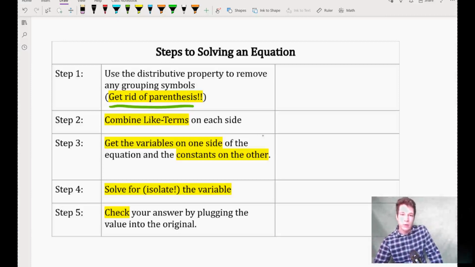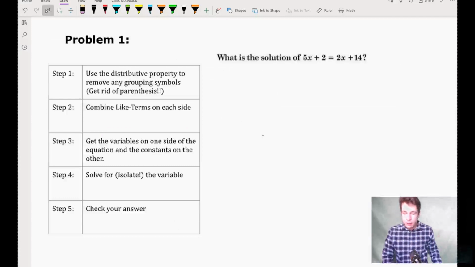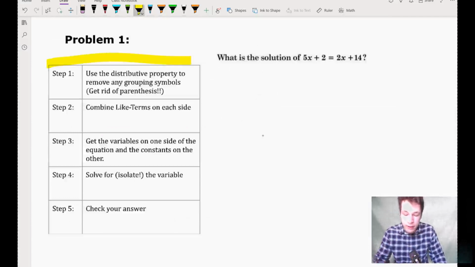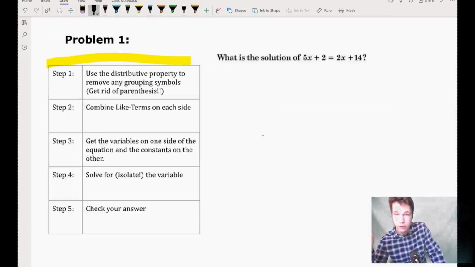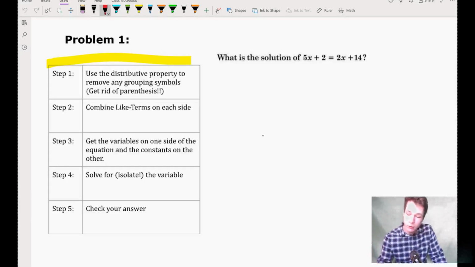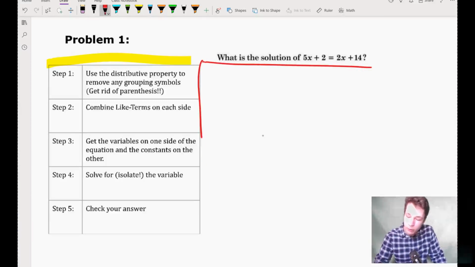Let's do some examples. Okay, problem 1. You'll see that I put the steps to solve this equation over here on the left side. These are the same steps from the previous slide. I'm going to keep them here for at least the first handful of examples. That way we can still refer to them, but you will not have this at all times. Usually I would put it on a poster in my room, but you won't see my room for a bit. So let's keep these in mind while we solve this.